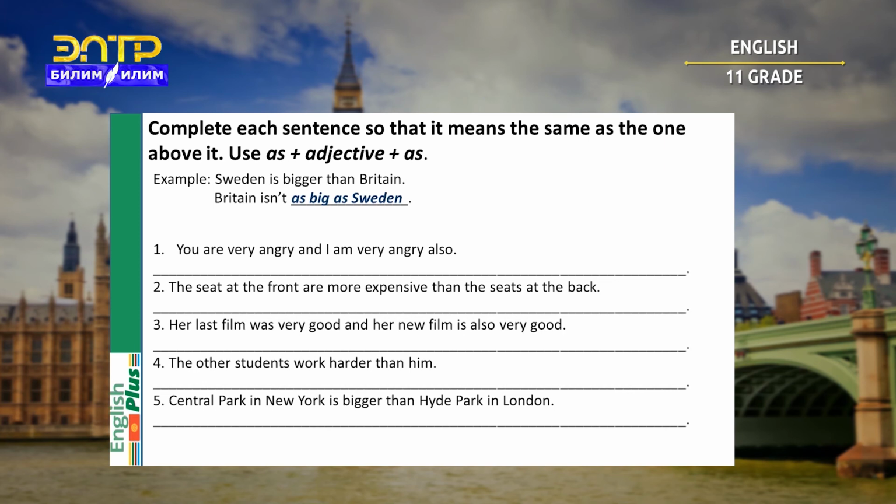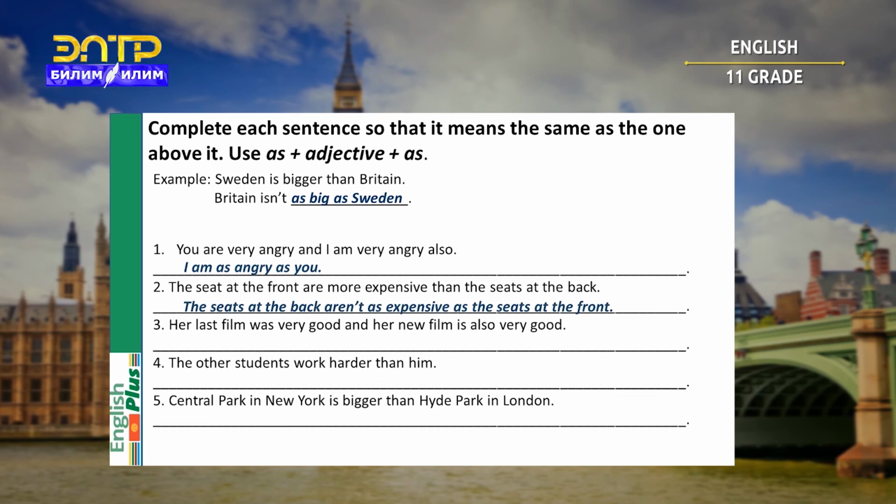So, what do you have? Let's check your answers. Sentence number 1. You are very angry and I'm very angry also. Yes, I am as angry as you. Sentence number 2. The seats at the front are more expensive than the seats at the back. Right, the seats at the back aren't as expensive as the seats at the front.